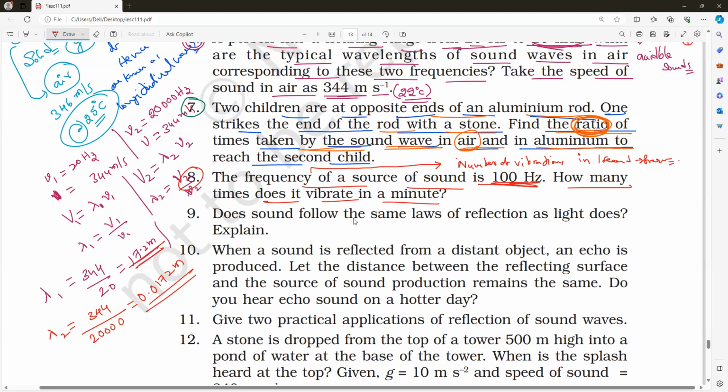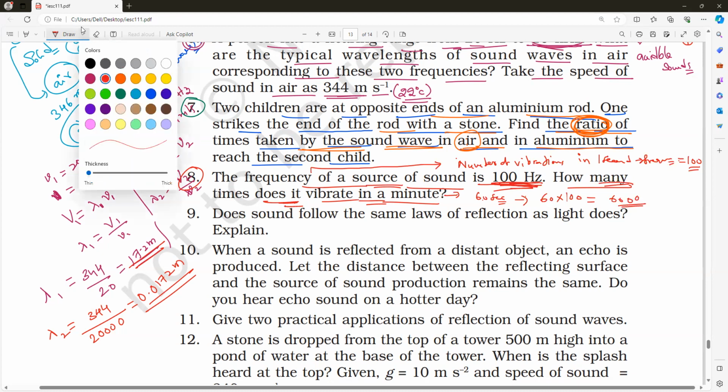Number of vibrations in 1 second is called frequency. Now, here they mentioned the frequency of a source of sound is 100 hertz. It means the number of vibrations in 1 second is equal to 100. For 1 second, it is making 100 vibrations. Now, how many times does it vibrate in a minute? A minute means how many seconds? 60 seconds. Now, 1 second 100 means 60 seconds means 60 into 100, which is 6,000. 6,000 vibrations.